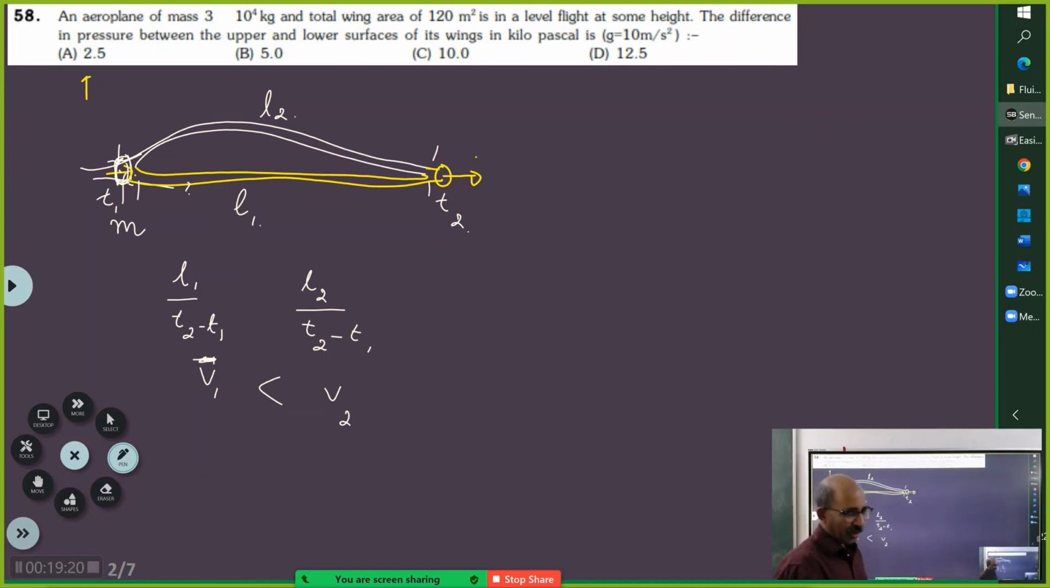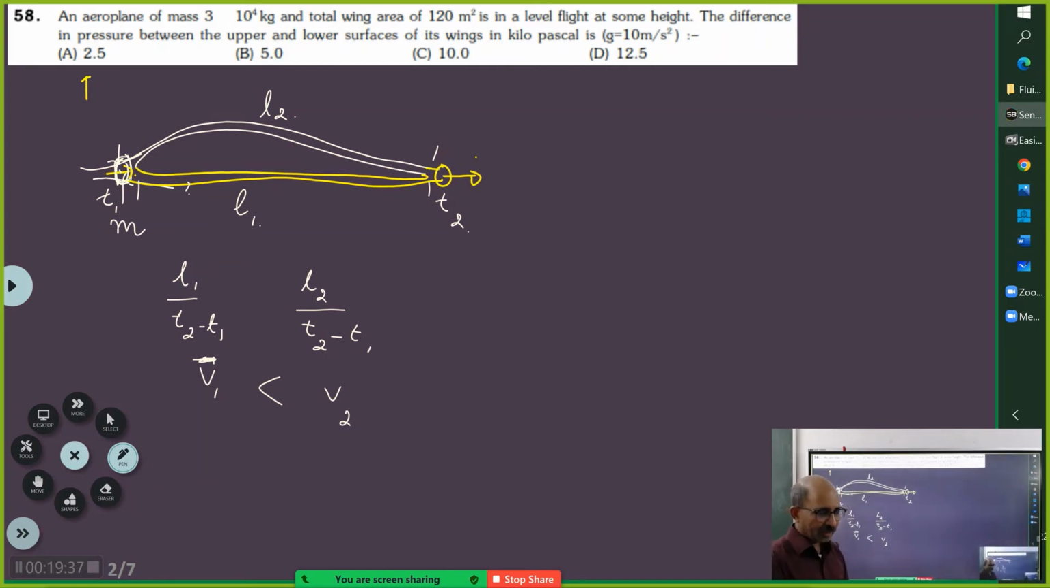Streamlines will be crowding on top. I don't agree. A streamline crowding is a way of representing something else, some physical quantity. Why will V2 be greater than V1? We have established this. Okay, now go to the next step and tell me.